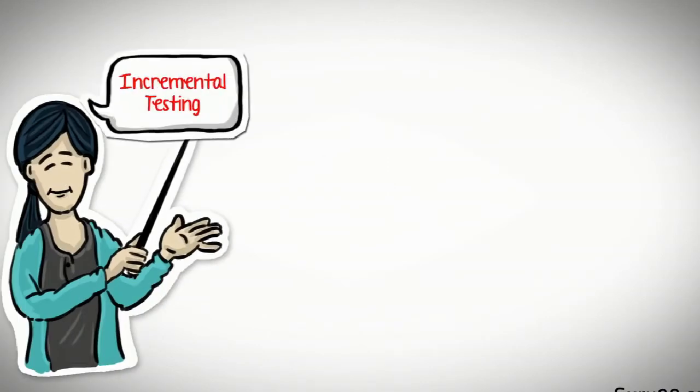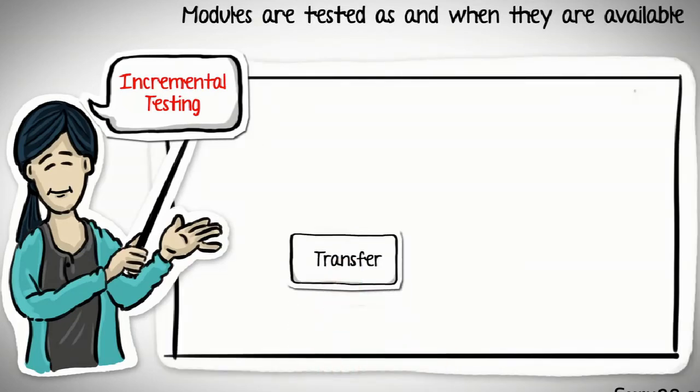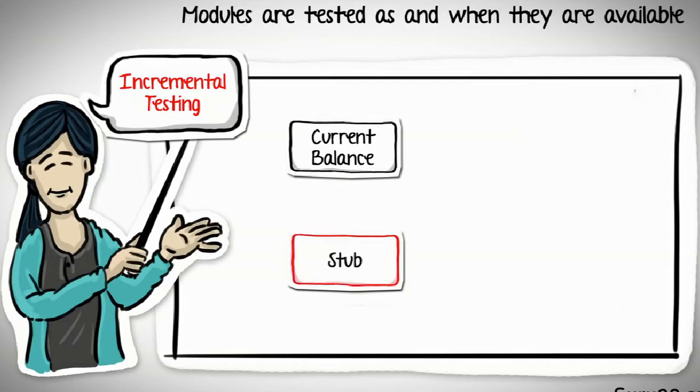Alternatively, you could use the incremental approach, where modules are checked for integration as and when they are available. Consider that the transfer module is yet to be developed, but the current balance module is ready. You will create a stub, which will accept and give back data to the current balance module.